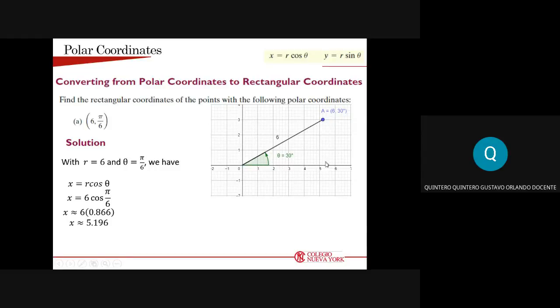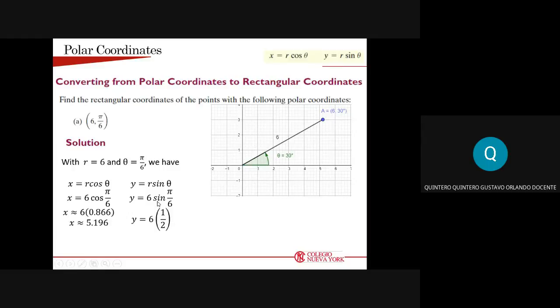Look at the value of our x coordinate. Our x coordinate was 5 point something. Looking at the result, it is around 5.2. So it looks like we are doing things correctly. Right? Now, for y, we just use the other formula, the formula for y, and replace the values. Instead of r, 6, and instead of theta, pi over 6.